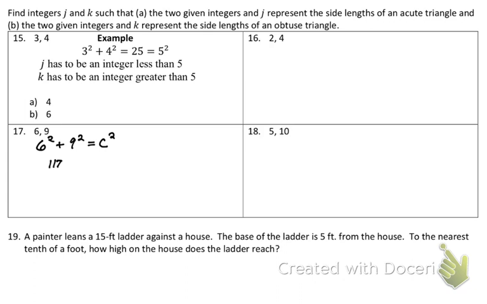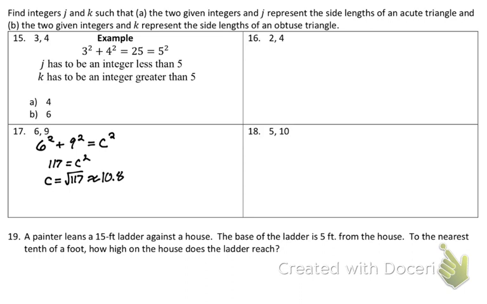So we have 117 equals c squared. So if the question is, what is the hypotenuse to make this a right triangle, c would have to equal the square root of 117. Can someone plug this in your calculator and give me an approximation, to the tenth? 10.8. Anyone else get 10.8? Yeah, it was 10.8. Okay, so it has to be between 10 and 11.